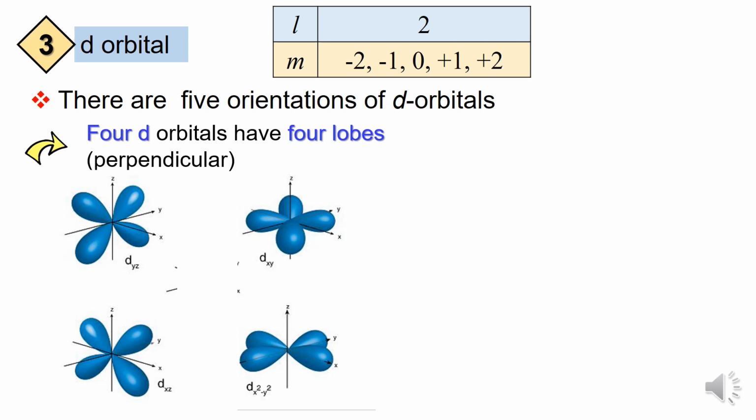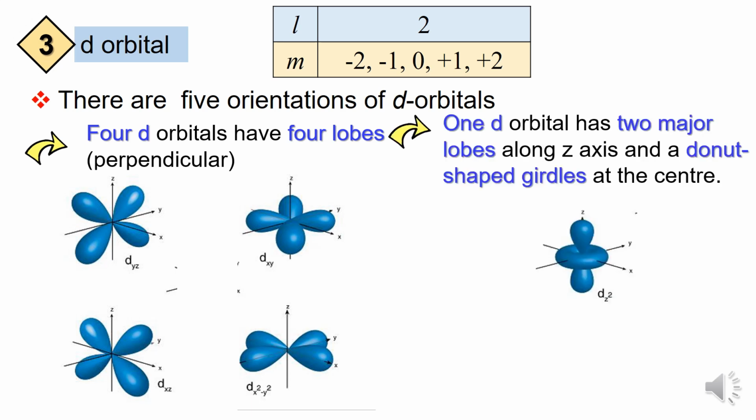For the dx²-y² orbital, the lobes are pointing along the x and y axis, not between them. For the dz² orbital, the one remaining d orbital has 2 major lobes along the z-axis and a donut-shaped girdle at the center.